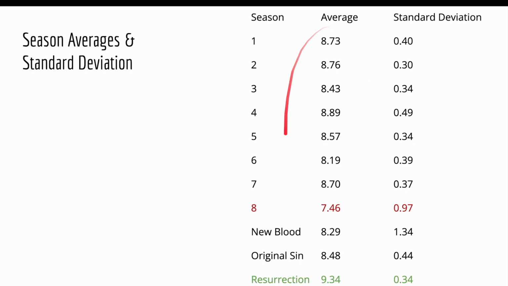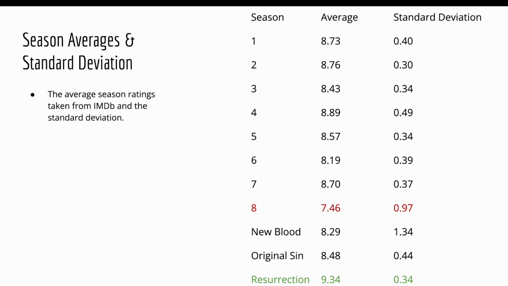much. To start with, this is a chart of the averages and standard deviations for all seasons of Dexter. The average season ratings are taken from IMDb, as well as the standard deviation just being calculated from it. As you can see, Dexter Resurrection is actually now the highest rated season by quite a bit. The previous highest rated season was season 4 at 8.89. Resurrection is rated at 9.34.